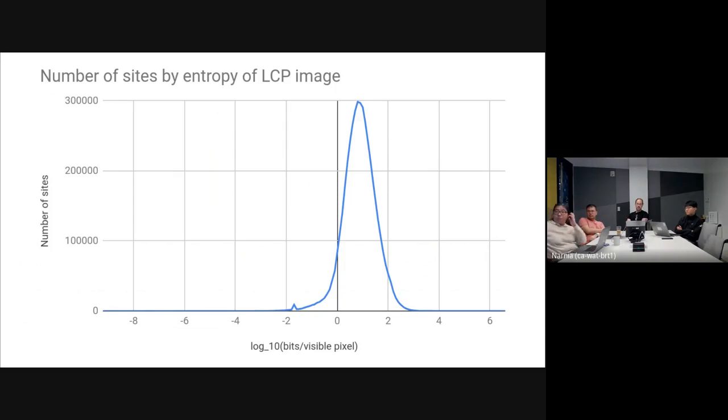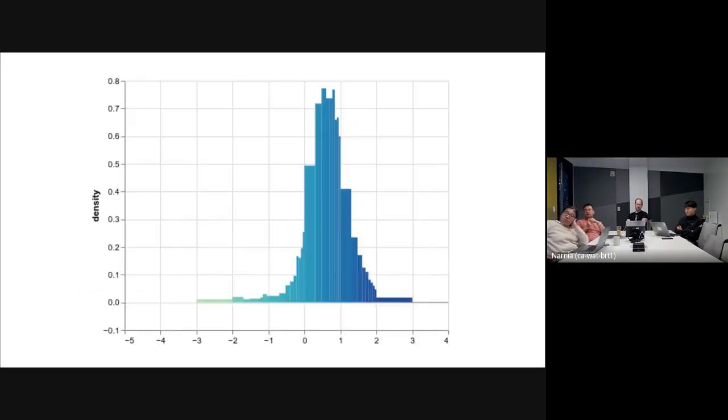We went and did the same thing in Chrome to actually measure and report back the actual LCP entropy for every page load that users see. We classified this into nice, logarithmically spaced buckets. And this is what we get. So roughly the same thing.